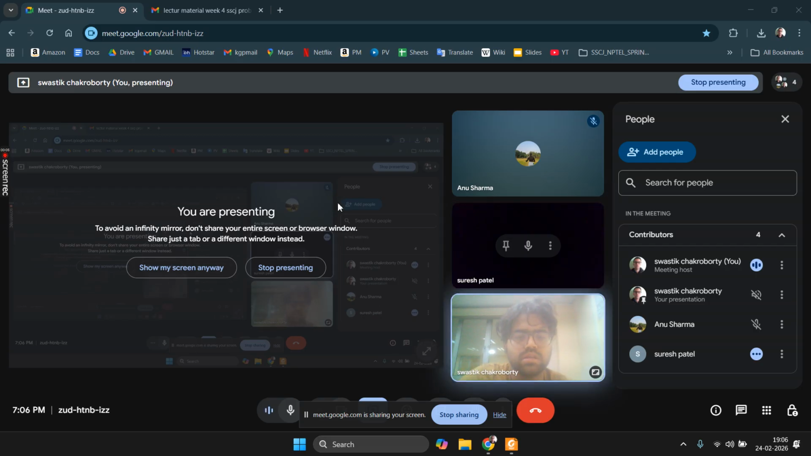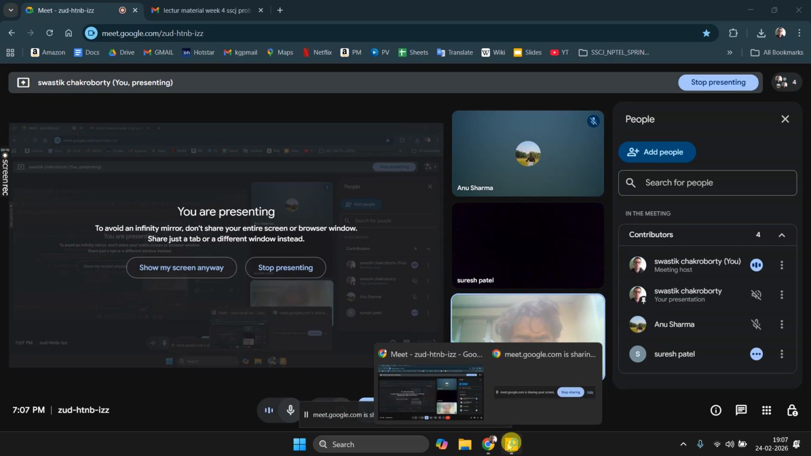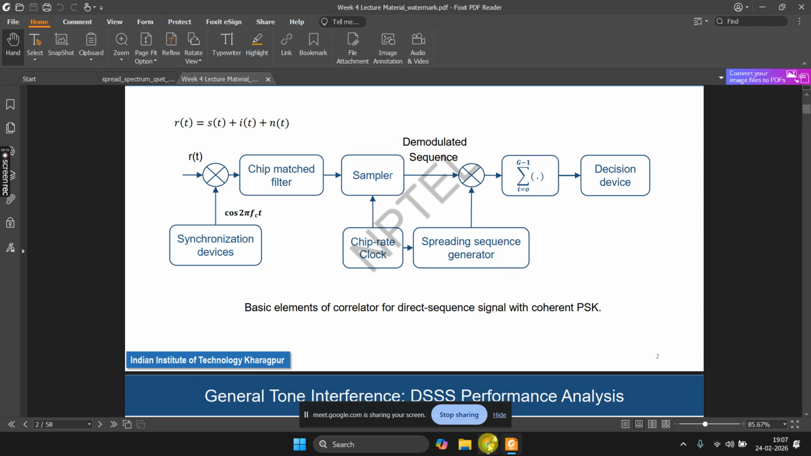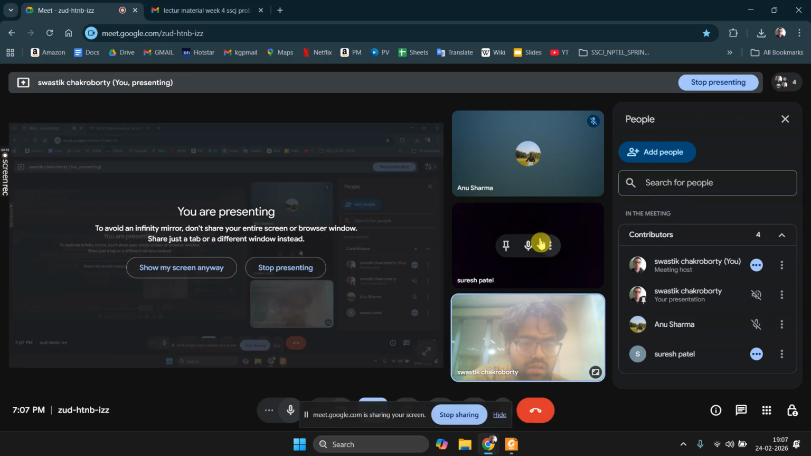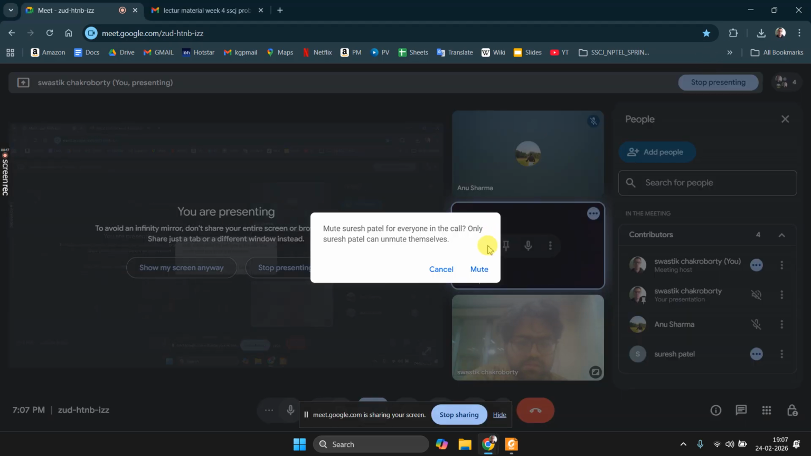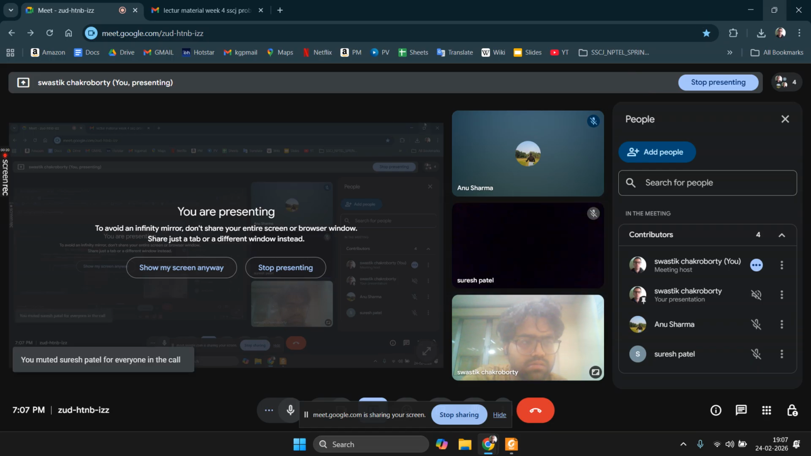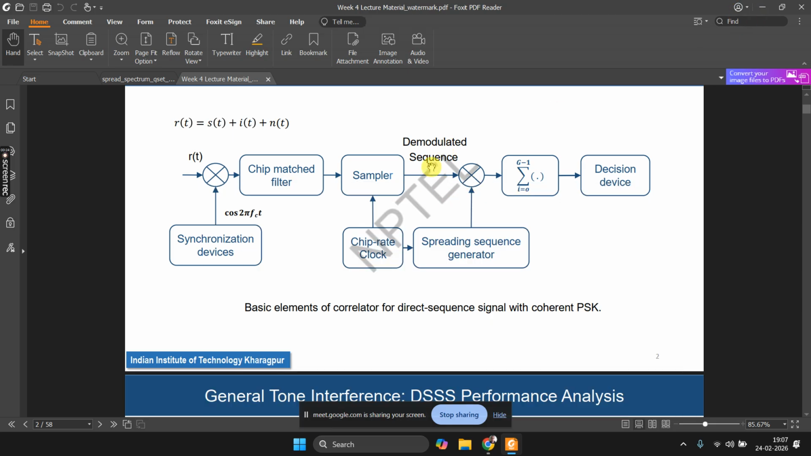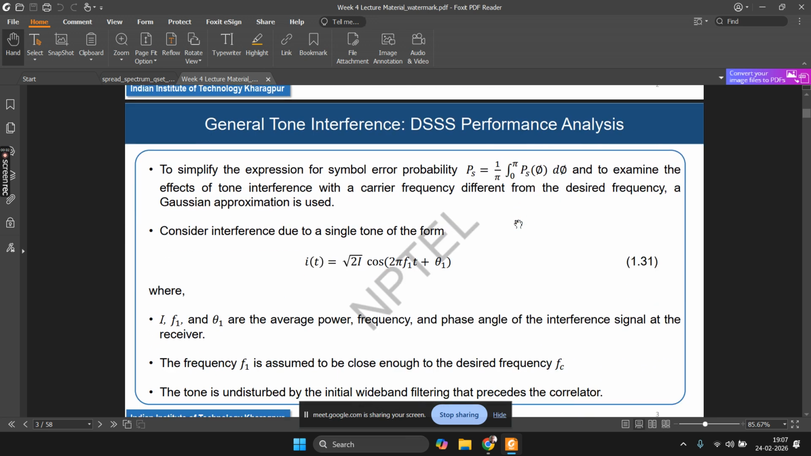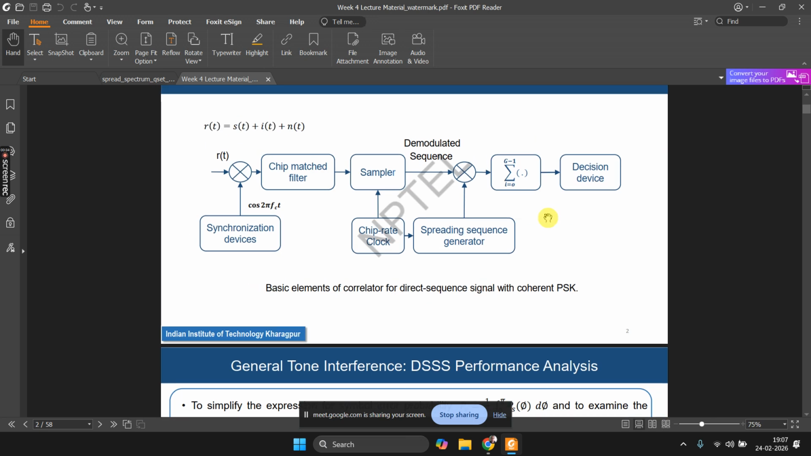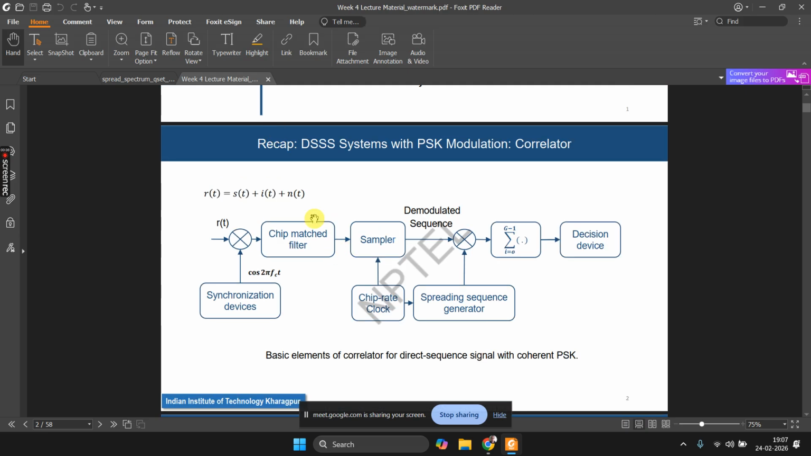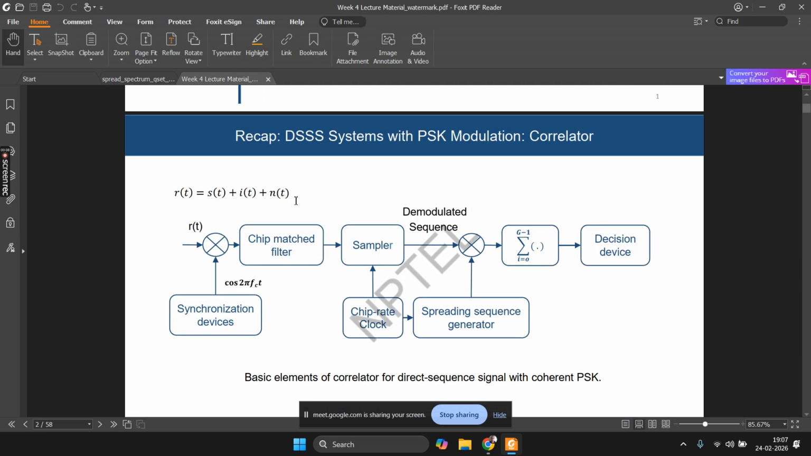So as I was saying, the despreaded sequence is generated using the spreading sequence only, and then they are accumulated, and based on the threshold decision making, the final data is decided. Now, in this sequence, we already know there is something called noise.